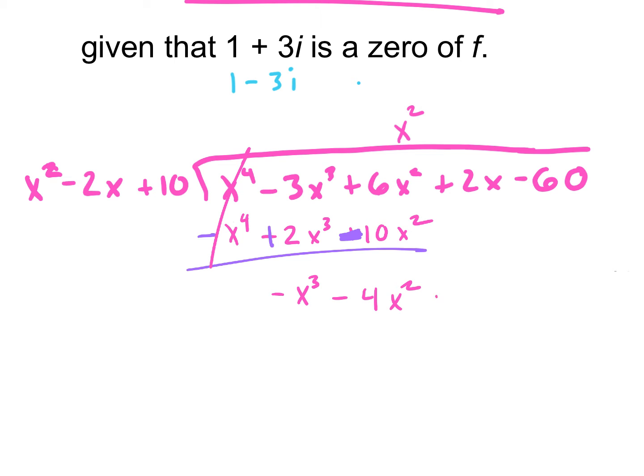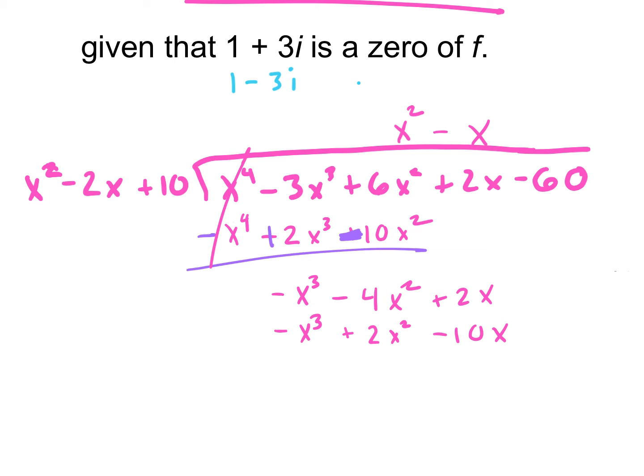I can drop down the 2x. What else should I do? What's next? How many x squared going into... When I divide negative x cubed by x squared, what do I get? Negative x. So negative x times x squared would be negative x cubed. Negative x times negative 2 would be plus 2x squared. And negative x times 10 would be negative 10x.